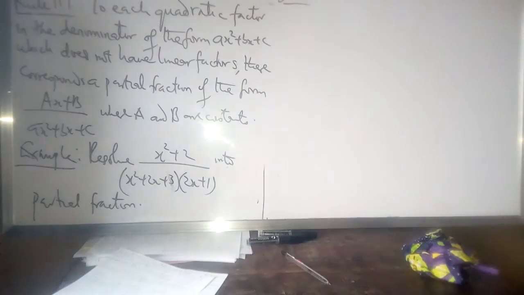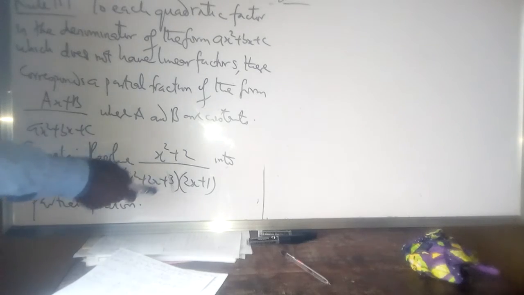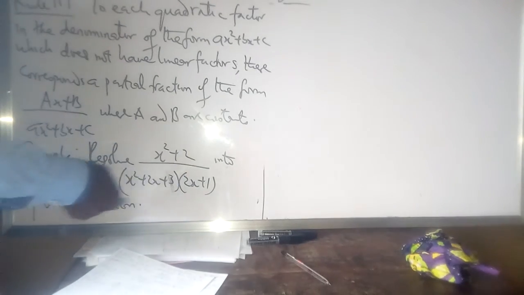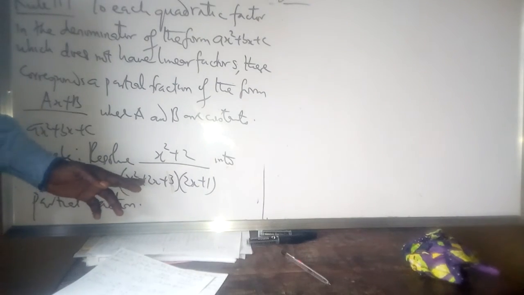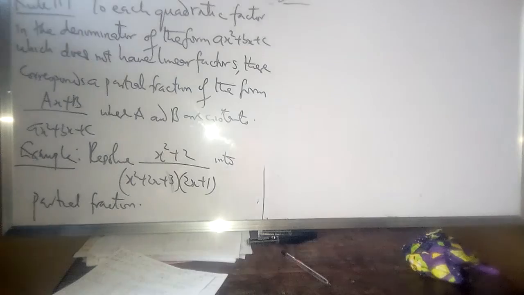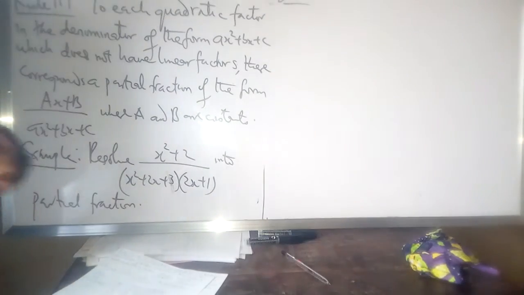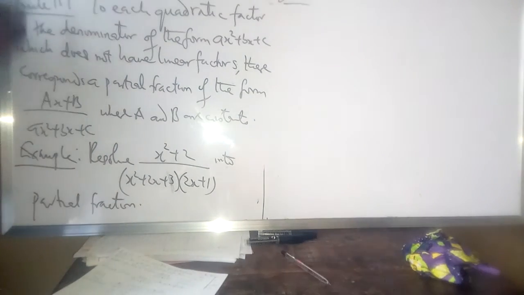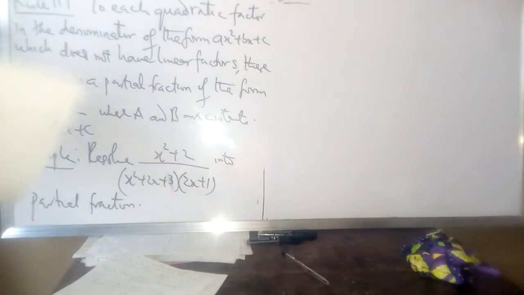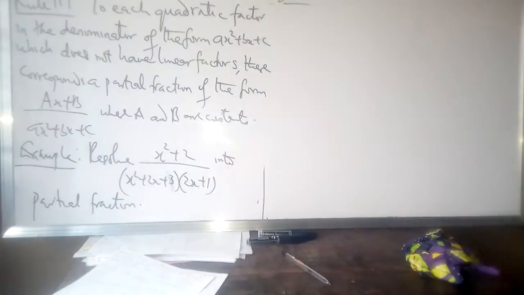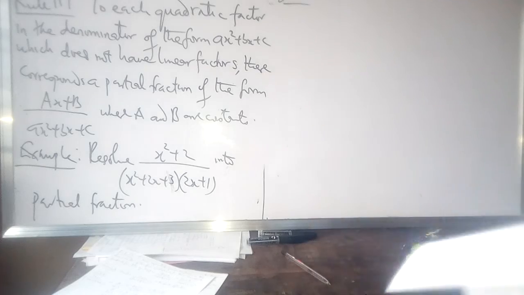We have an example here. Resolve (x squared plus 2) all over (x squared plus 2x plus 3)(2x plus 1) into partial fractions. Clearly, this x squared plus 2x plus 3 cannot be factorized. That's why we apply Rule 3. If it could have been factorized, we would have used Rule 2, or probably Rule 1. But in this case, it cannot be factorized.